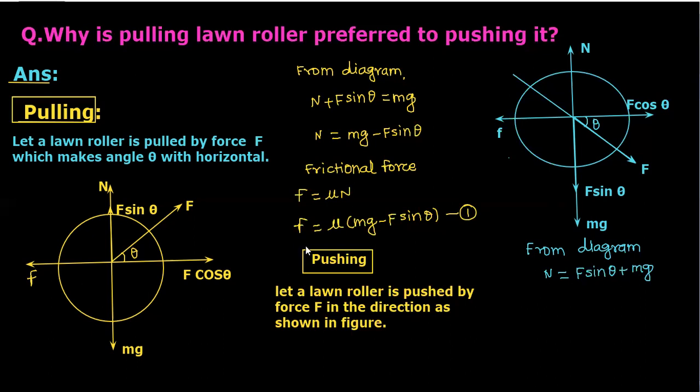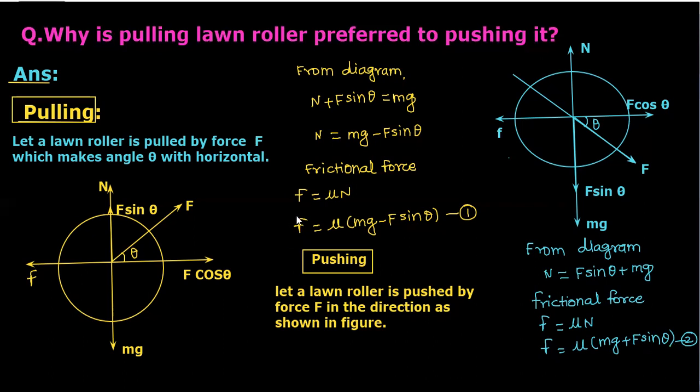Now the frictional force again, f is equal to mu N, and therefore let's substitute this N value. What will we get? f is equal to mu into (mg plus F sin theta). You can write F sin theta plus mg or mg plus F sin theta, no need to worry about it. So f is equal to mu into (mg plus F sin theta). Let's call this equation number 2.